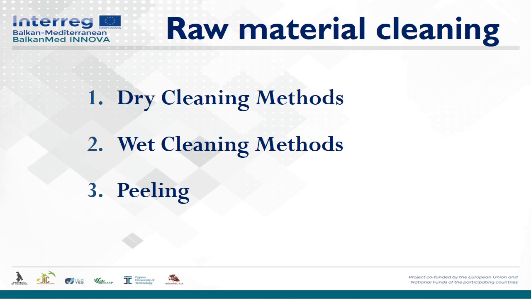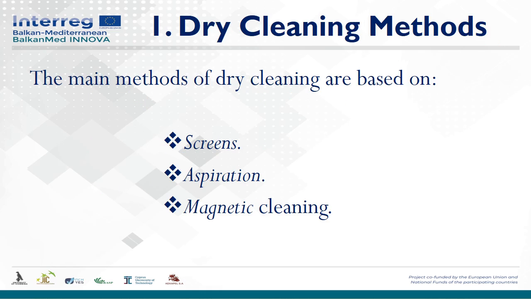After all, cleaning is essentially a physical separation between contaminants and food units. There are a number of cleaning methods available, classified as dry cleaning methods, wet cleaning methods, and peeling. Dry cleaning methods. The main methods of dry cleaning are based on screens, aspiration, and magnetic separation or magnetic cleaning.